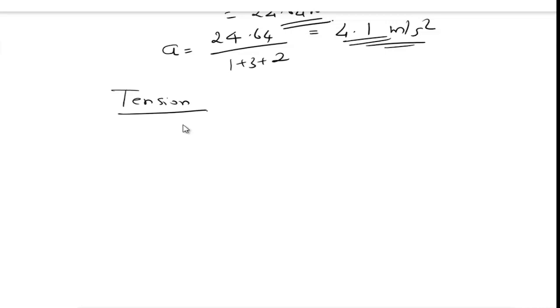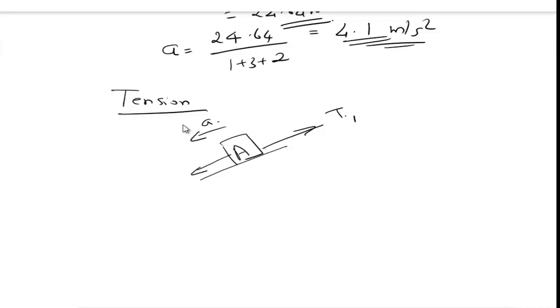How can we find out the tension of the string? First we will consider A. Okay, this is A, and when I am considering the tension in the string, mg sin 60 will be acting downwards, and tension is acting in the upward direction. Okay, so it is moving with an acceleration downwards.